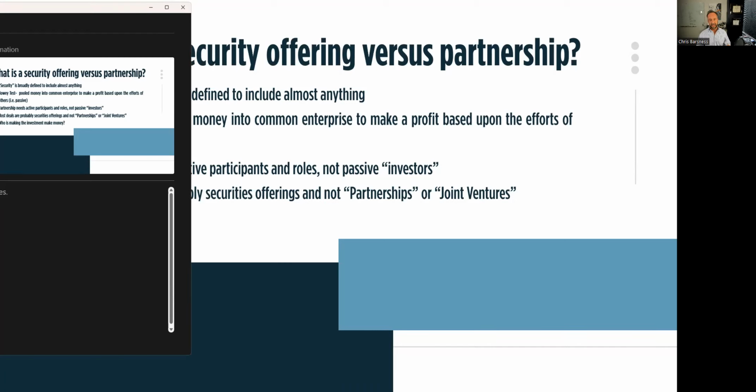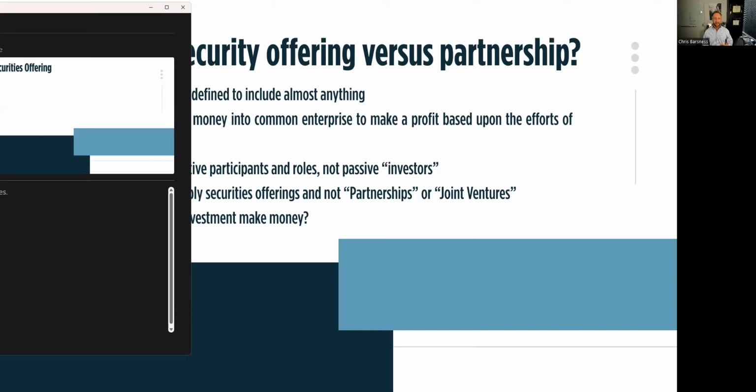Most deals that we see where people come in and try to argue with me about it, at the end of the day, most of the time it ends up being a securities offering and not just a partnership or joint venture. Just because you call it that or don't want to have to comply with securities law, it doesn't work that way.